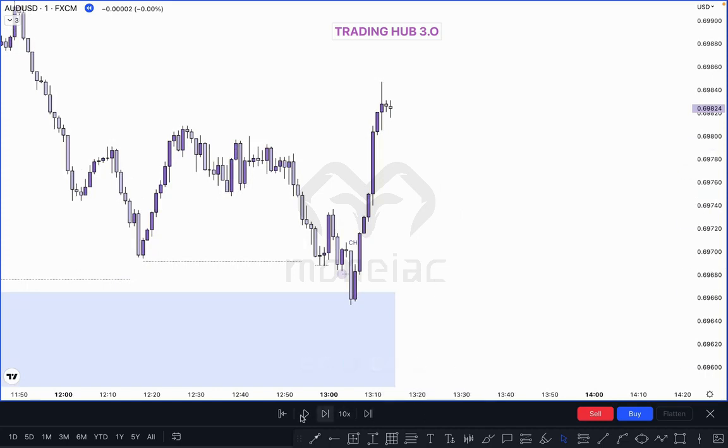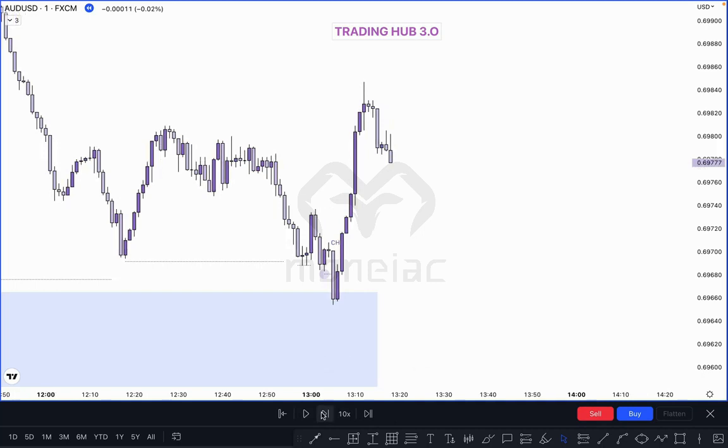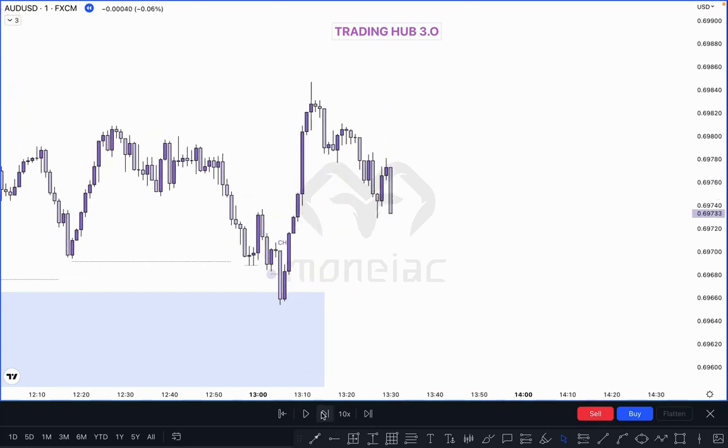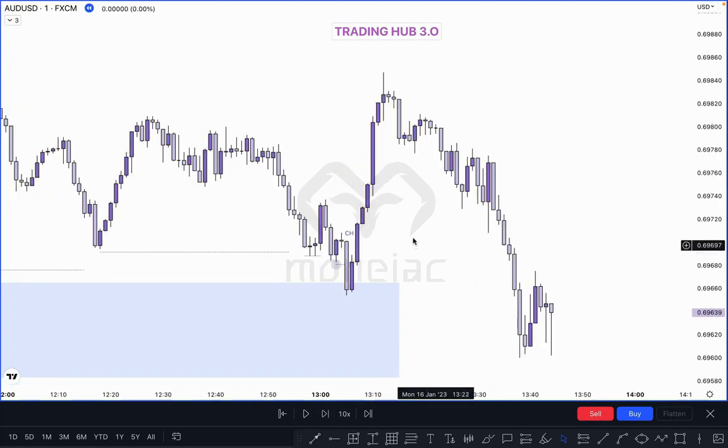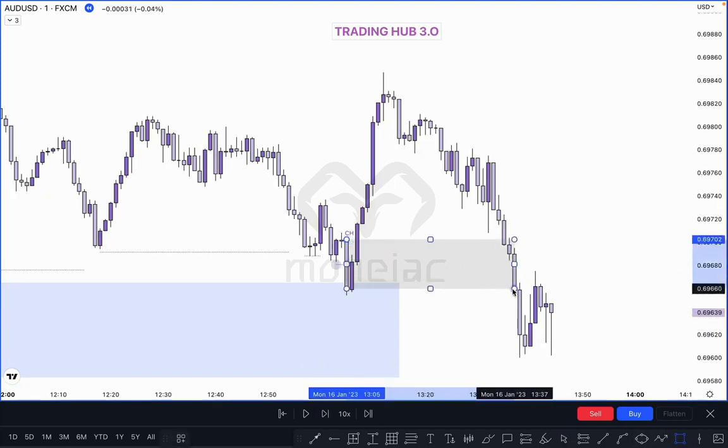So let's see what happened next here and wait for the inducement to be created. Right now there is no inducement here. Okay, look at this, why did this move happen here? And if you are trying to buy here on this bullish order block, this is not valid. Why? Because the market did not create any inducement. If the market creates an inducement here, then definitely you can buy here, right?